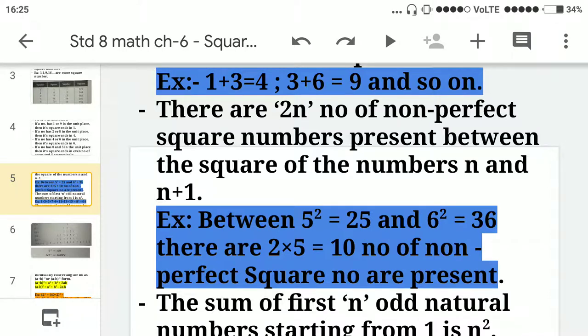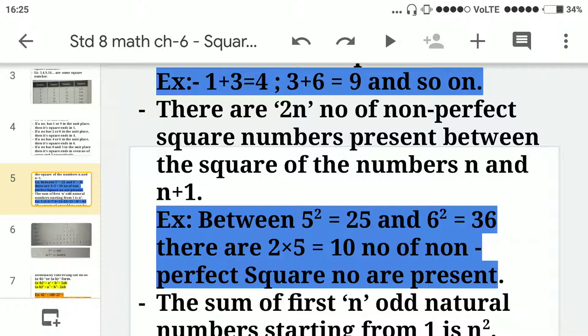Then there are 2n non-perfect square numbers present between the squares of n and n plus 1. What does this mean? For example, here 5 square is 25 and 6 square is 36. We know 25 is a perfect square and 36 is also a perfect square. In between these two squares, there is no other perfect square, because 5 and 6 are consecutive numbers whose squares are 25 and 36. That means 25 and 36 are two consecutive perfect squares, so in between them there is no other perfect square.